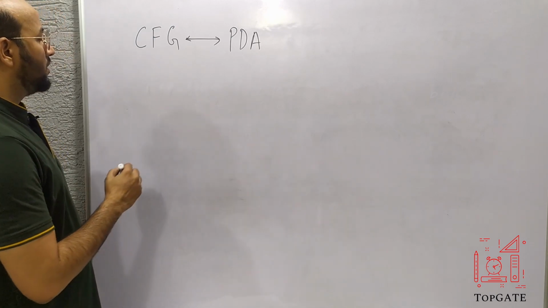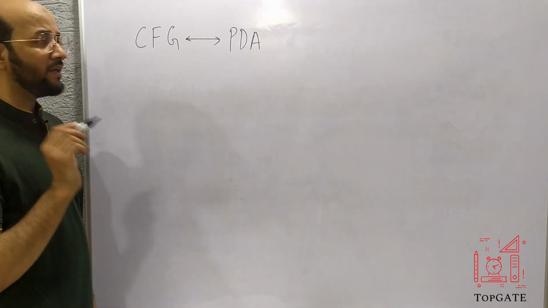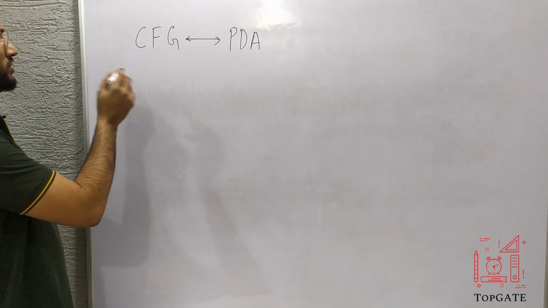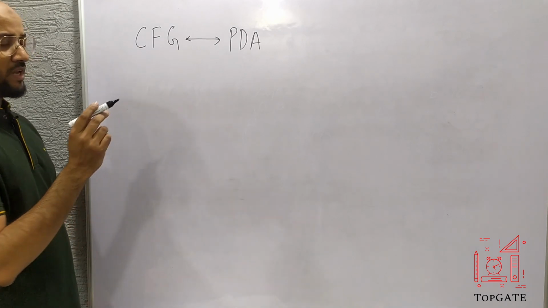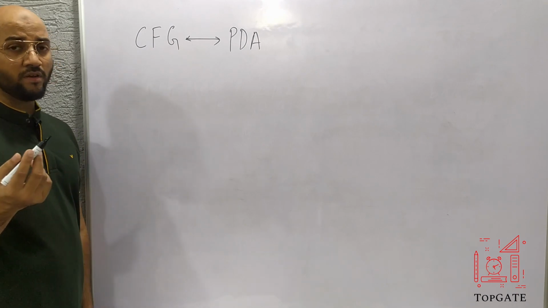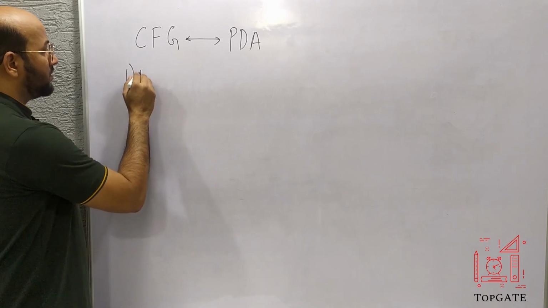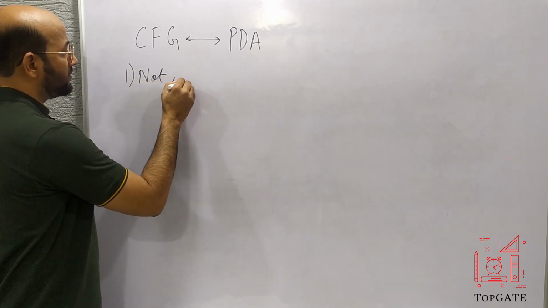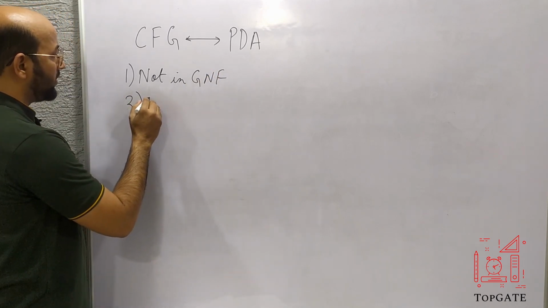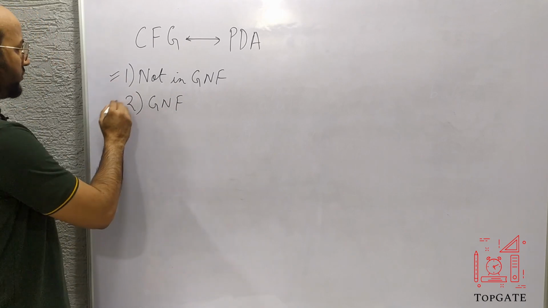So first of all, we know that the CFG has two forms. It is CNF and GNF. Okay, and the highest form is the GNF. So we'll stick to GNF only. So we'll be having two kinds of languages. One will be a grammar that will be either not in GNF, or it will be in GNF. Okay, so we'll discuss both the things in this video.